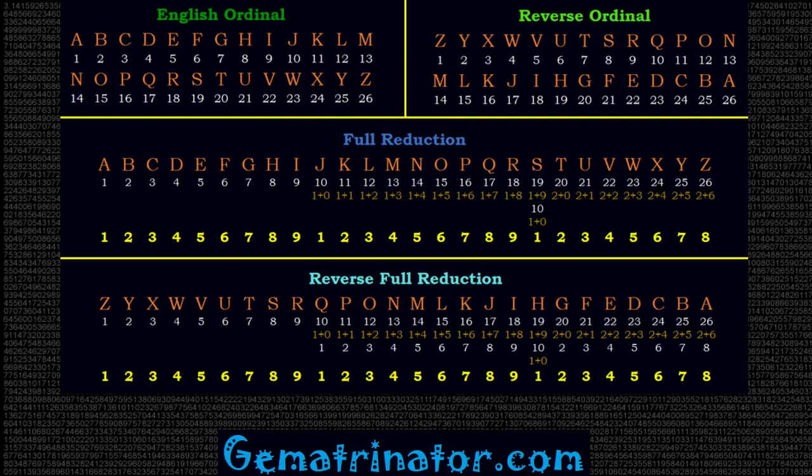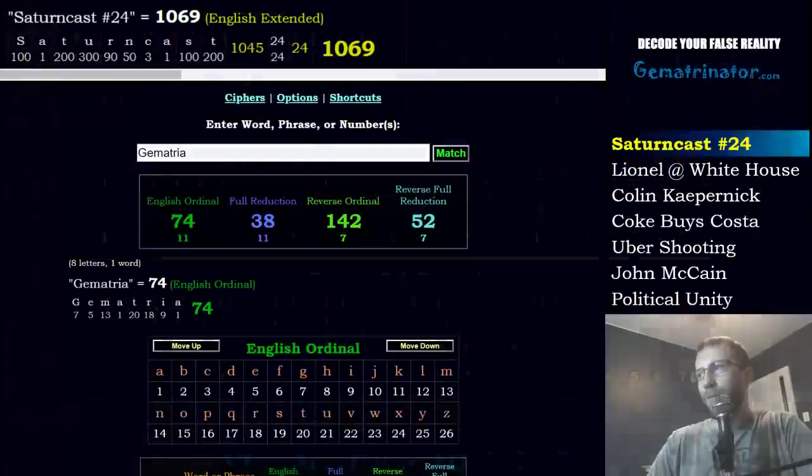What we've found is that there's also 2 complementary methods, which is the reverse alphabetic order. Z is 1, Y is 2, X is 3, through A is 26. That method can also then be reduced to a single digit. However, this practice is primarily based in the English ordinal and full reduction methods.